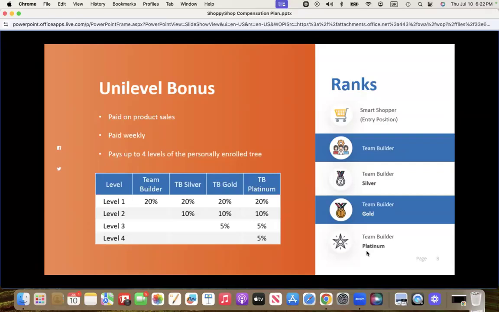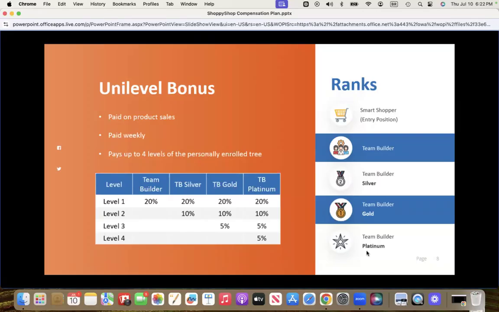So for an example, if you're a team builder gold, you're going to be picking up 35% on a total amount of your first 3 levels, right? 20 on your first, 10 on your second, and 5 on your third. And remember, as your organization grows, typically there are a lot more people on your fourth level than there are on your third level. And similarly, there are going to be more people typically on your third level than your second level. So the unilevel is very, very simple.